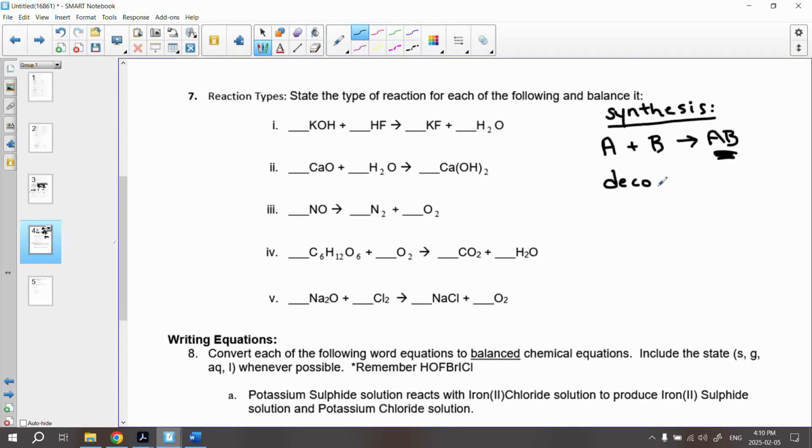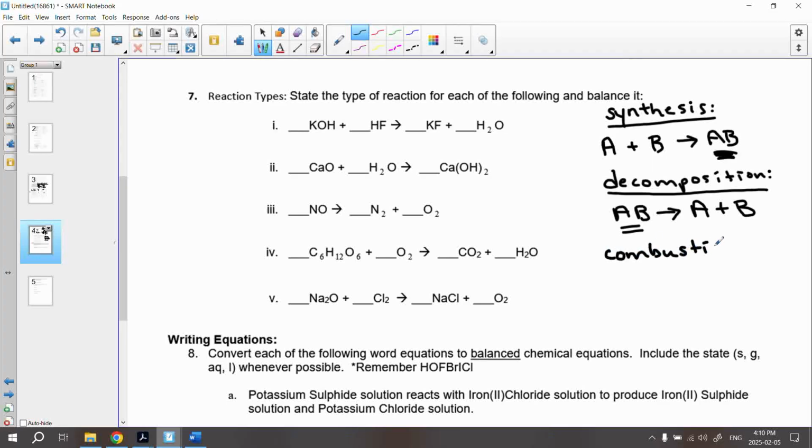A decomposition reaction is the exact opposite. So synthesis means to create, decompose means to break down. So we're just going to take that synthesis reaction and flip it. We're going to take our compound and break it into simpler pieces, break it apart. So you can always recognize a decomposition because it's the only type of reaction that has only one reactant, only one thing on the left-hand side. Then we'll do combustion next, and then we'll do the two types of replacement reactions.